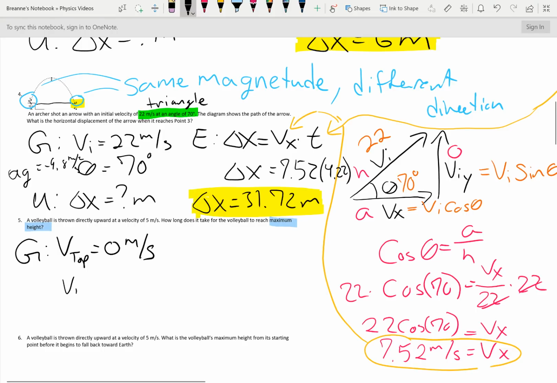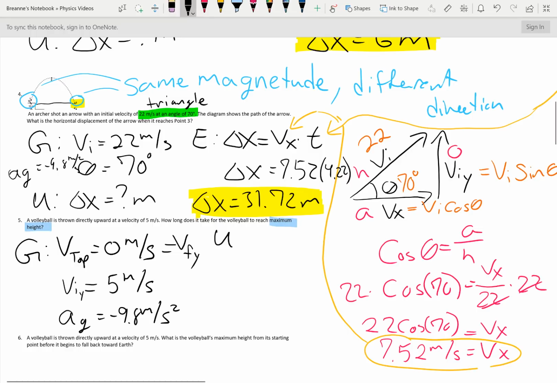It also gave us our initial velocity, which is 5 meters per second. So if we want max height, that velocity at the top also equals our final velocity, because we're just going to max height. And as a given, we always have acceleration due to gravity. That's always there. So our unknown, we're looking for how long.